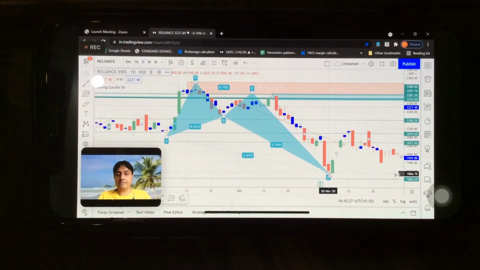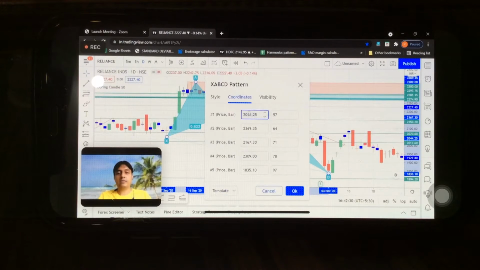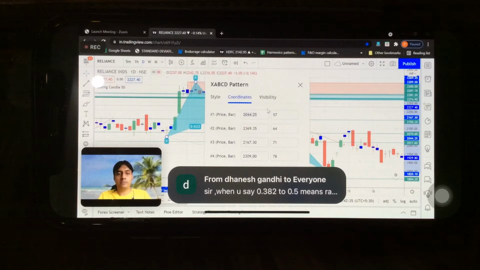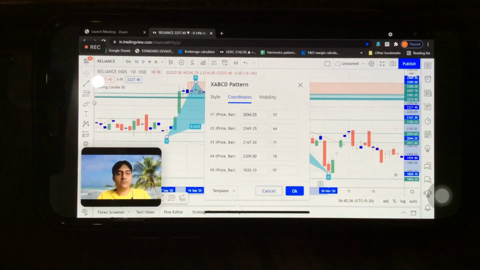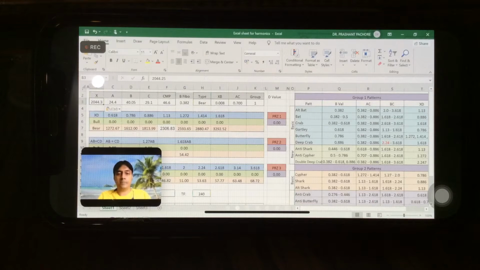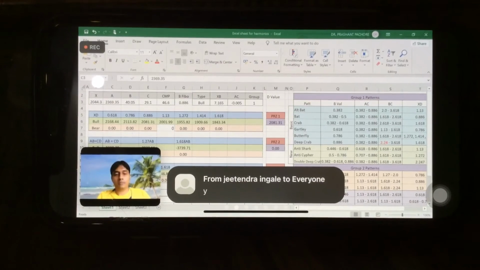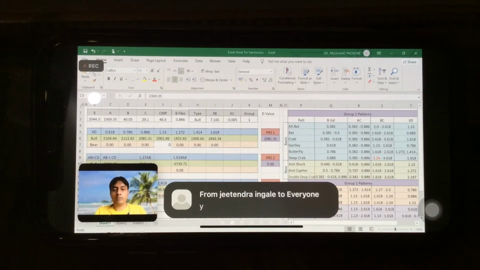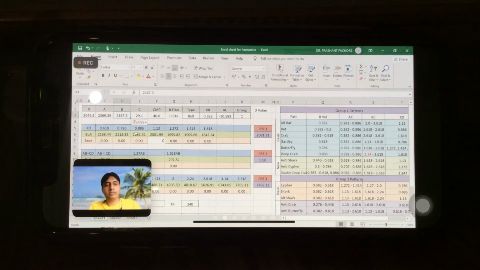Let's check for this. Double click, copy. First is X level, then second will be... Are you able to see the Excel sheet? It's changing the value. B point, and last is C point.